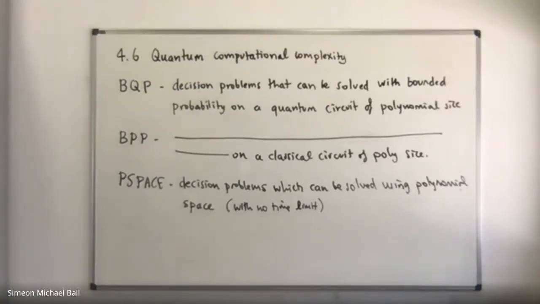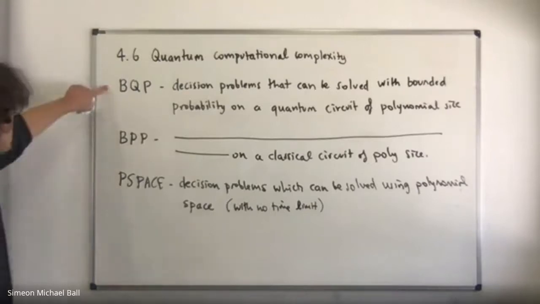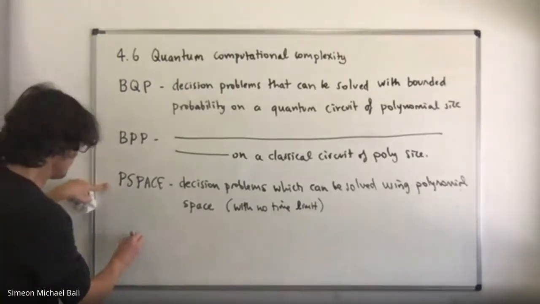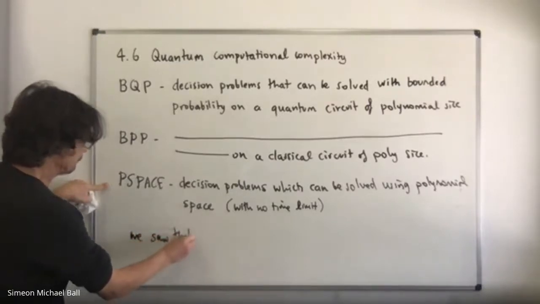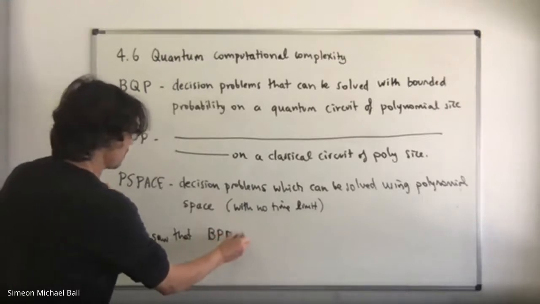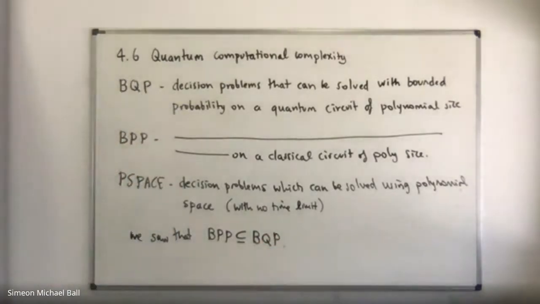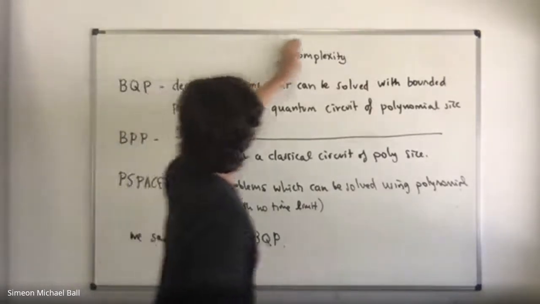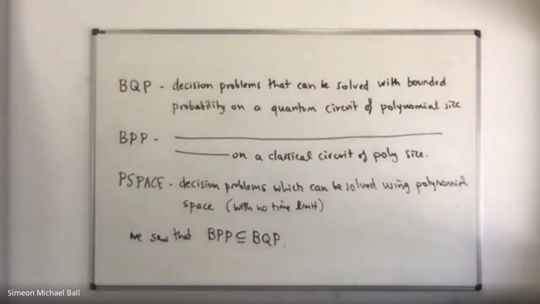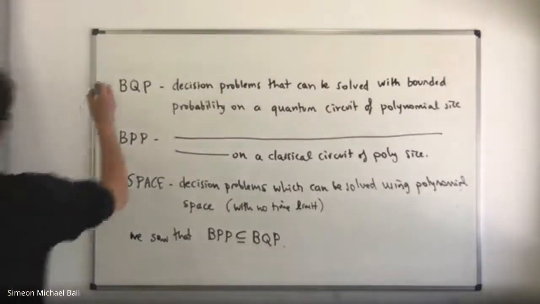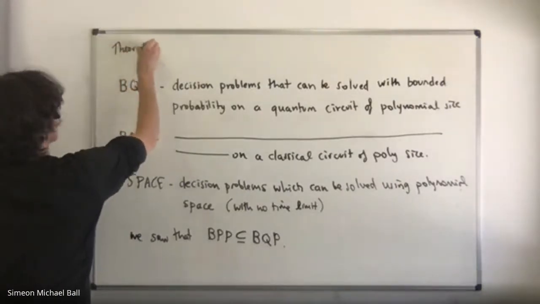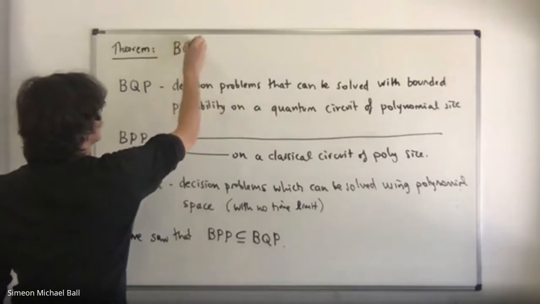So what we want to show now is that this complexity class is contained in here. So we saw that, since we can simulate any classical circuit on a quantum circuit, BPP must be contained in BQP. And now I want to show that BQP is contained in PSPACE. I'll give a sketch proof of this. You can find far more details in the readers.